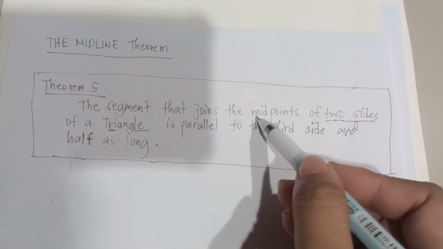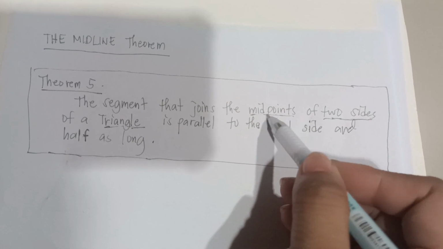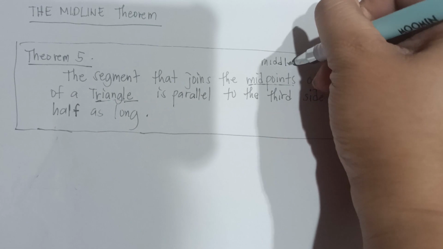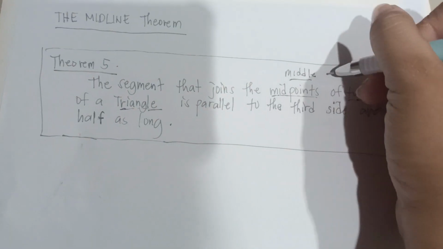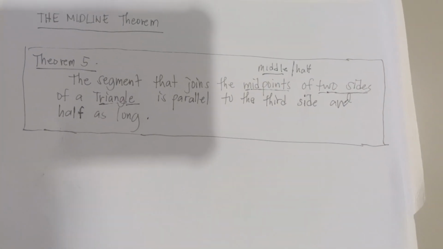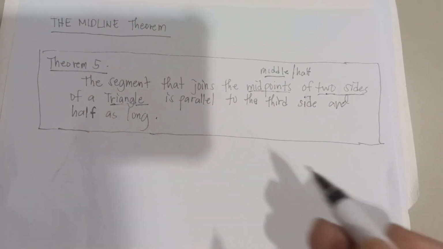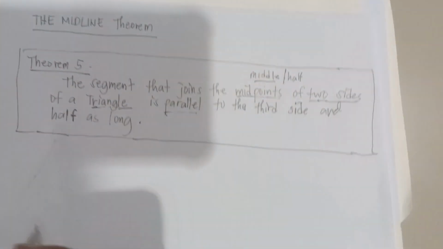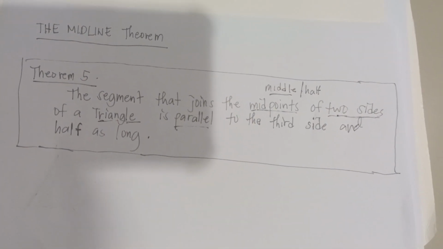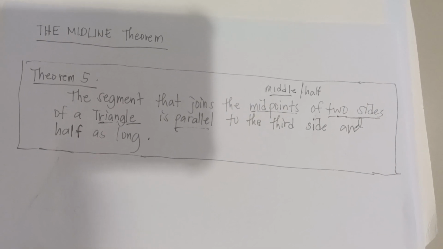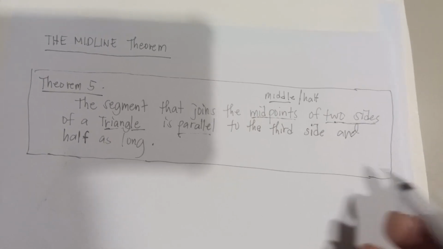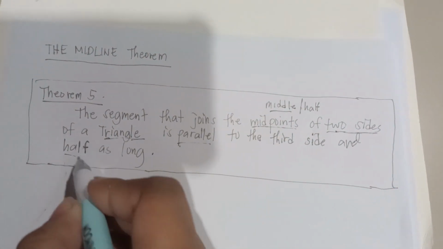It is being said that the two sides of the triangle, wherein we are going to get the midpoints, meaning the middle part or the half. The half part of the two sides is parallel to the third side. So what do you mean by parallel? Again, the lines that never meet even when extended.